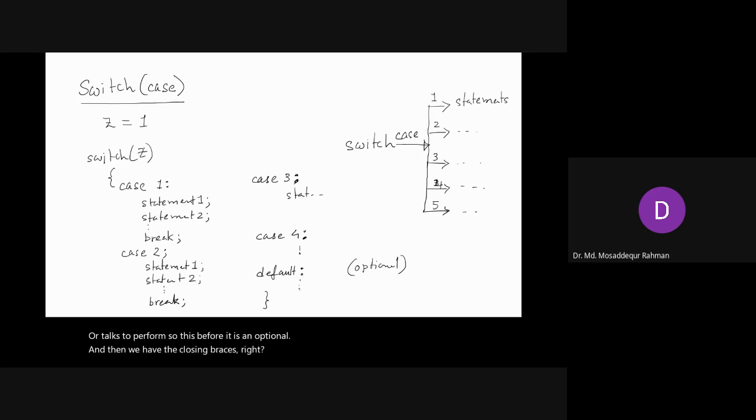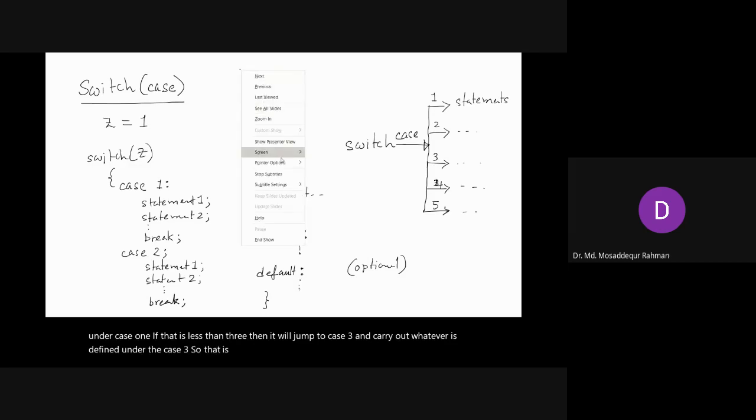So if z is 1, then when it goes to the switch control, it will carry out whatever is defined under case 1. If z is, let's say, 3, then it will jump to case 3 and carry out whatever is defined under case 3. So that is how this will work. Any question, guys?